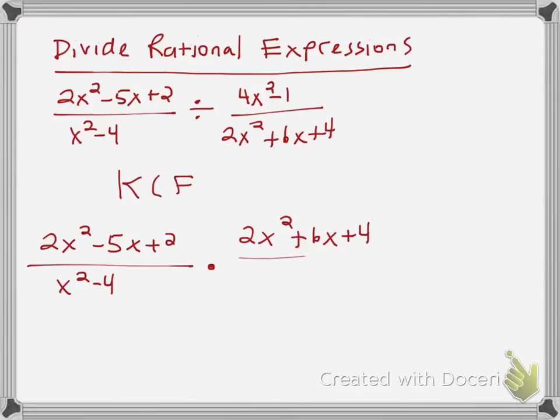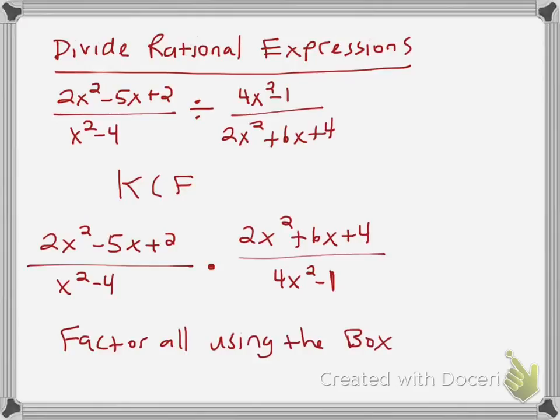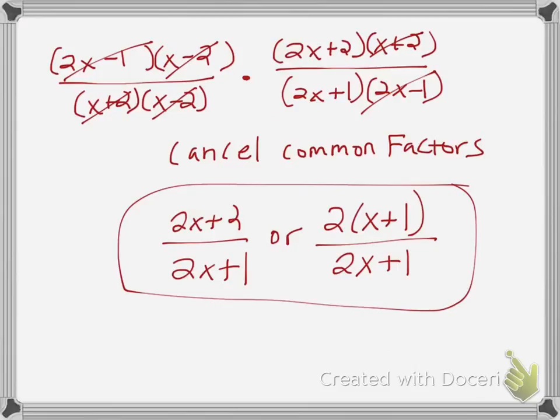So keep, change, flip. Now, what we're going to try to do is divide out any common factors. Well, that means we have to factor anything that we can. All numerators and denominators for both of these fractions need to get factored. So we're going to factor using the box. The first method of factoring is always a GCF, but you're not always going to have a GCF. In this case, I'm going to factor the box, factor the box, factor the box. So that's what I'm going to do on this next page.